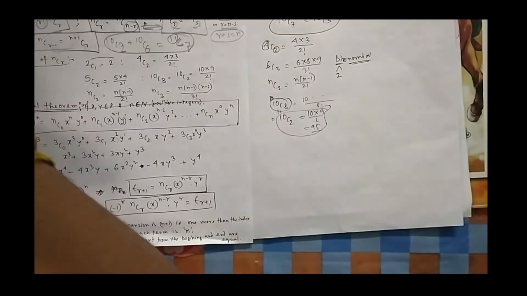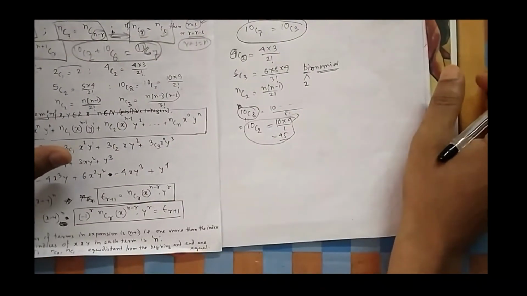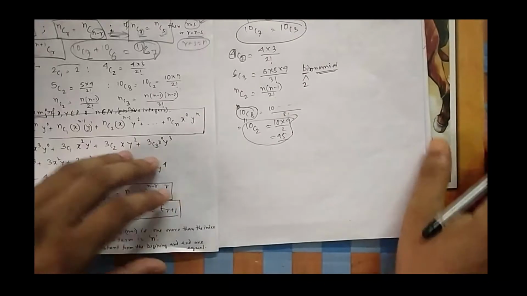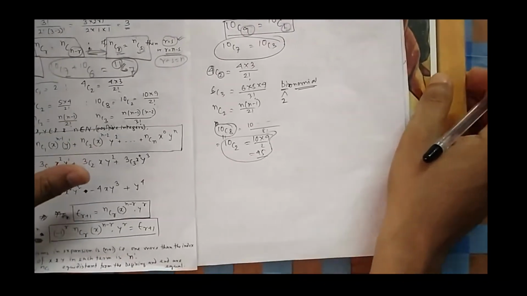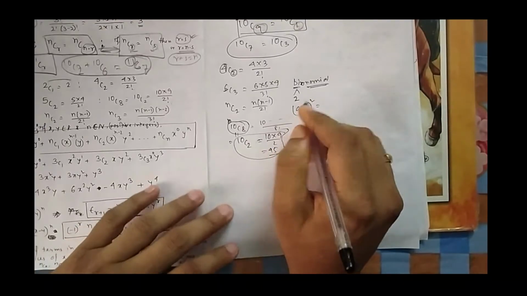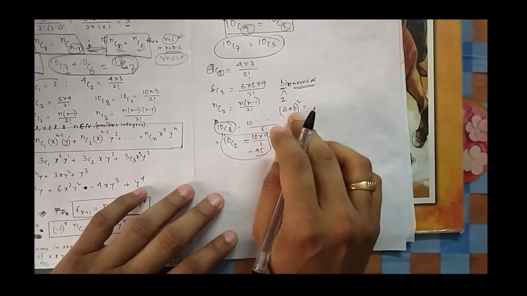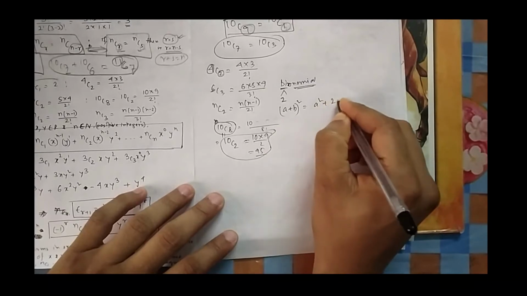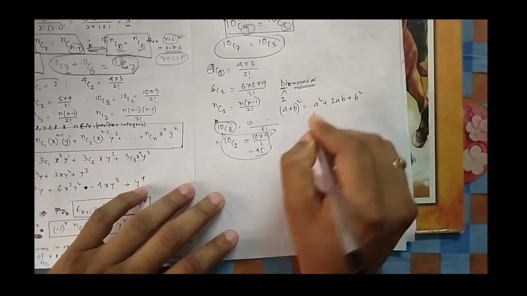Now you have already seen some binomial basics. You have already done the binomial theorem in 9-10. You don't know that you have done it, so let me show you. Suppose a plus b whole square. This one you know from your basic algebra. What was a plus b whole square? a square plus 2ab plus b square. So this is the simplest binomial we have.